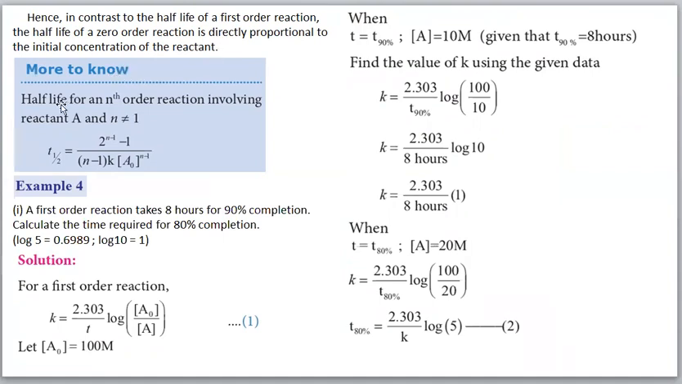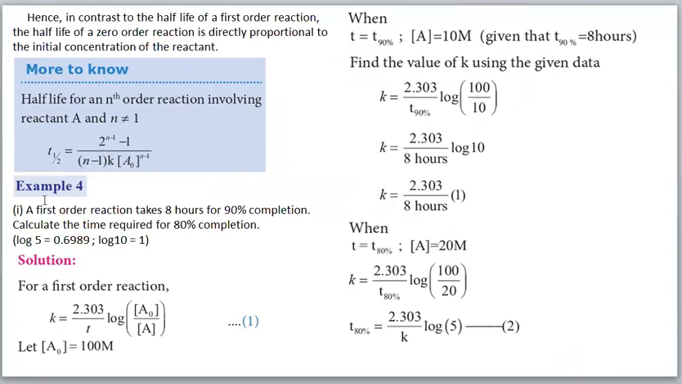Then, more to know, the half-life period of an nth order reaction involving reactant A, where n is not equal to 1, we can write as T half equal to 2 to the power n minus 1, minus 1, divided by n minus 1 into K into A0 to the power n minus 1.